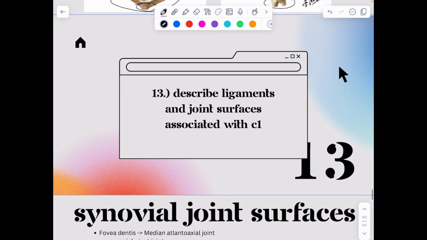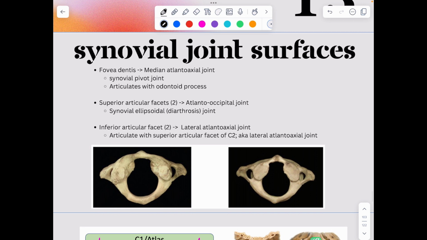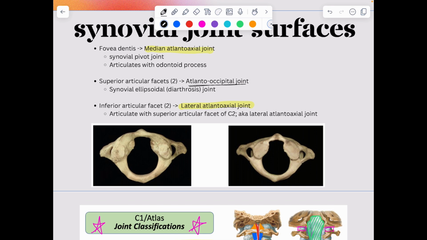Okay, describe ligaments and joint surfaces associated with C1. So we have the fovea dentis, which is going to be the median atlantoaxial. Remember, the median atlantoaxial joint is different than the lateral atlantoaxial joint. You have to keep those straight. This fovea dentis is the synovial pivot, where the lateral atlantoaxial joint just articulates with the superior articular facets of C2. Okay, the superior facets are the atlanto-occipital joint. That makes sense. Once again, synovial ellipsoidal.